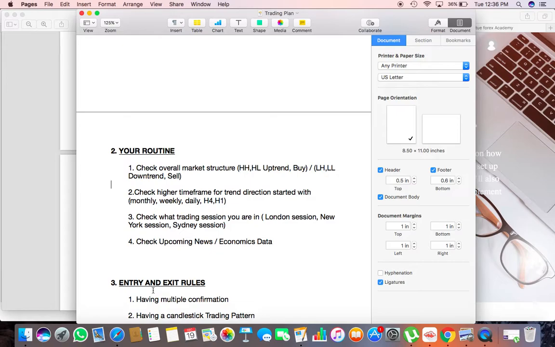I didn't include the Japanese session because it's almost the same as the Sydney session, since it runs from 7 to 3 in the morning when the London session starts. So you check what session you're in. And fourth, you need to check what upcoming news is coming.